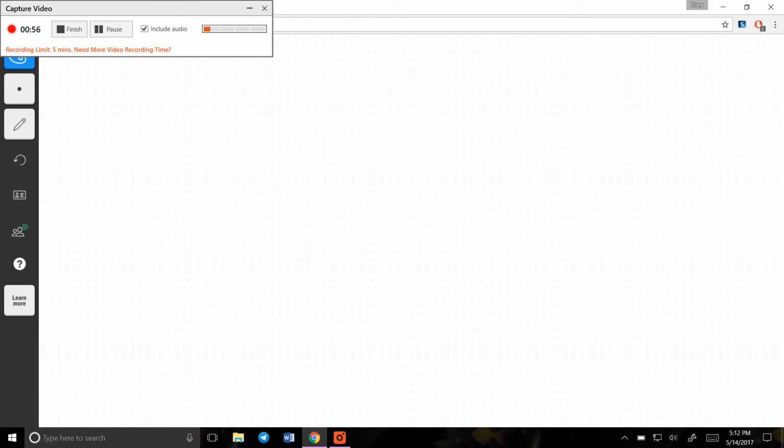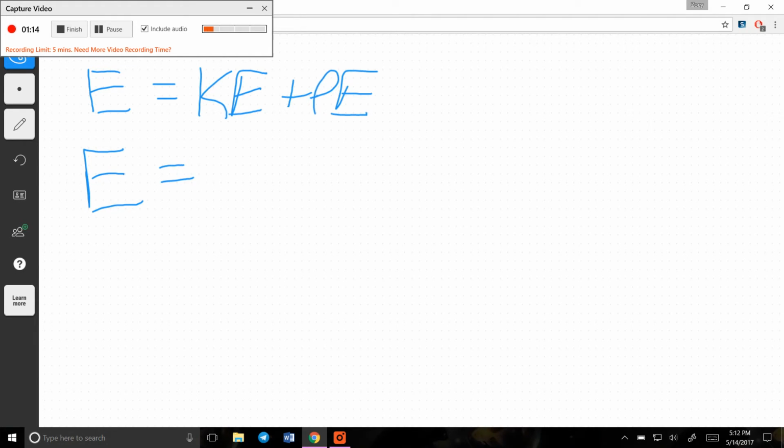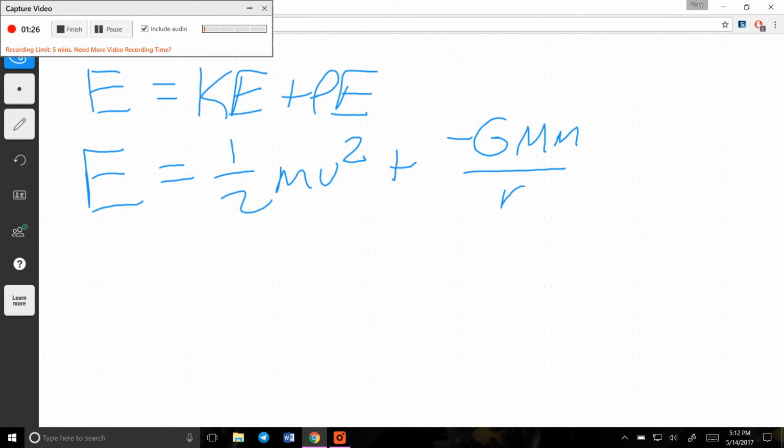Well, we know that the total energy is equal to the kinetic energy plus potential energy. So, total energy is 1/2 mv squared plus a negative G big M times little m all over r. We have everything we need to solve except for the velocity.